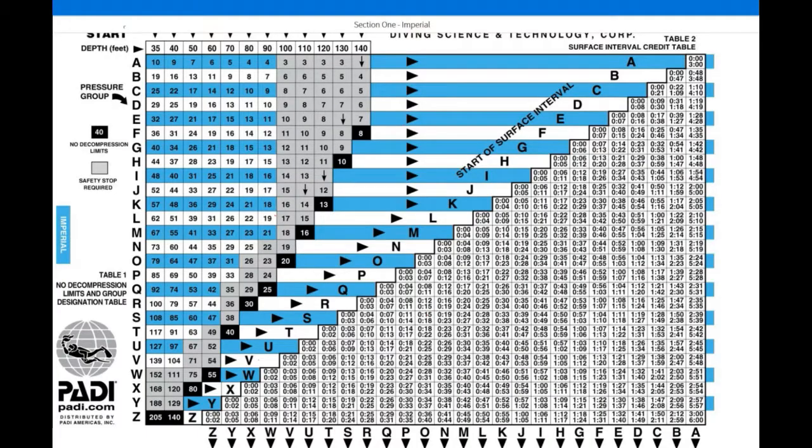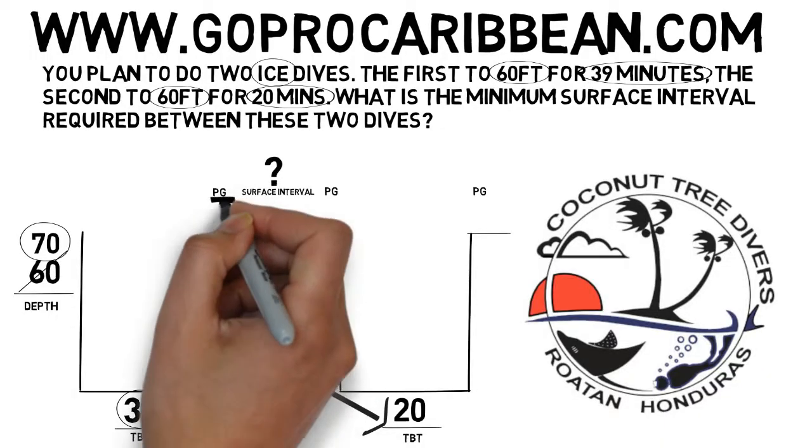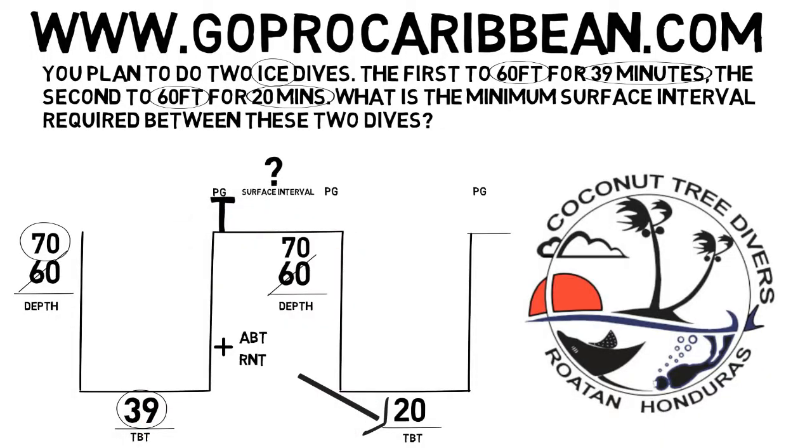What pressure group will that put us in? Using side 1 of the table, 70 feet, and scrolling down to look for the 39 minutes, we find out that we would be in pressure group T. So let's put the T in, and then what do we need to do next on our diagrams? Looking across, we need to find the surface interval.